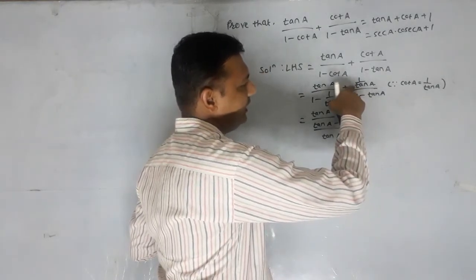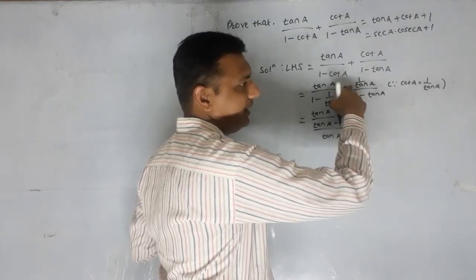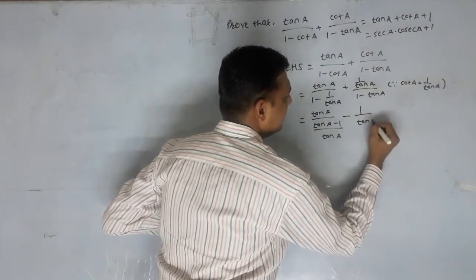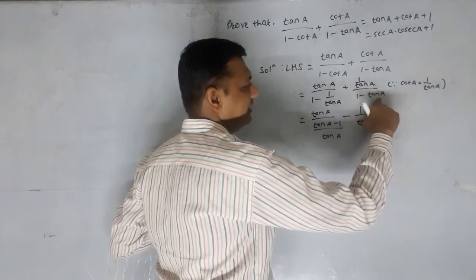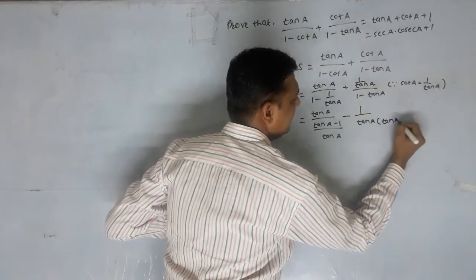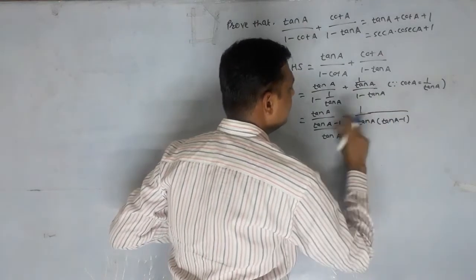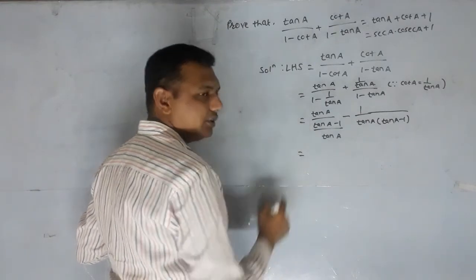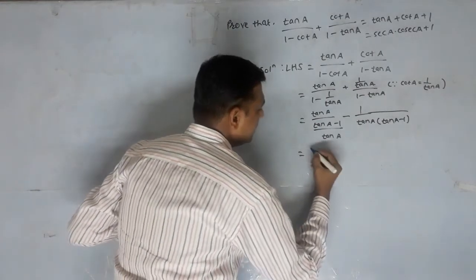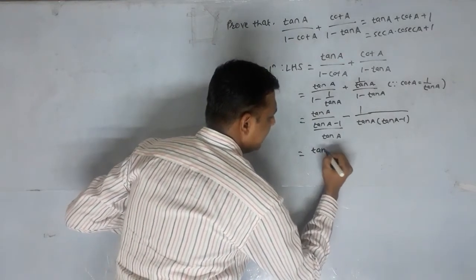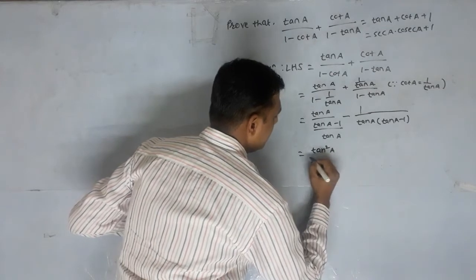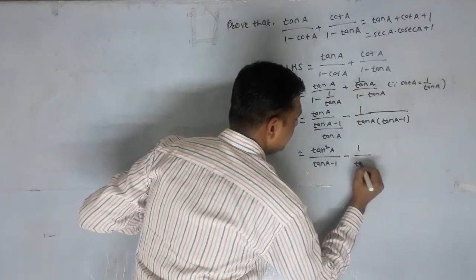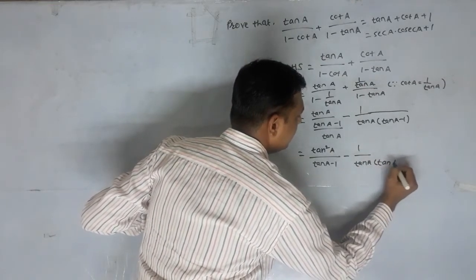That tan a in the numerator, 1 upon tan a in the numerator, that tan a goes to the denominator. So 1 upon tan a into 1 minus tan a becomes tan a minus 1, tan a minus 1, since we are taking minus common. This is equal to, denominator's denominator goes to the numerator. So tan a into tan a is tan square a upon tan a minus 1, minus 1 upon tan a into tan a minus 1.